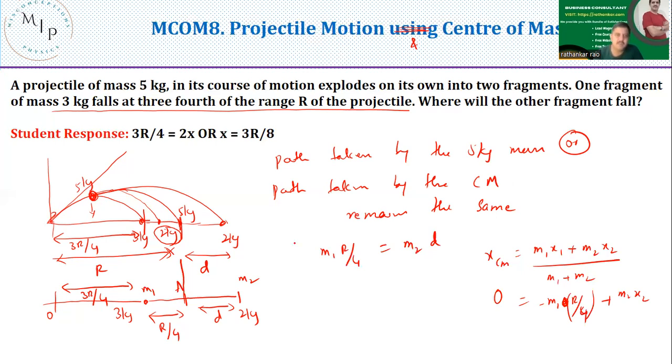Now plug in the values of m1 and m2. What is m1? 3 kg. 3 into r by 4 should be equal to m2, which is 2 kg, multiplied by d. So therefore, d should be equal to 3r by 8. Okay, it's very simple. What did our student do? Student response was something like this. He took 3 into r by 4.